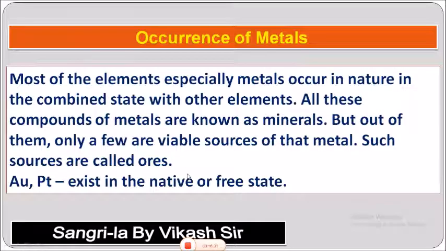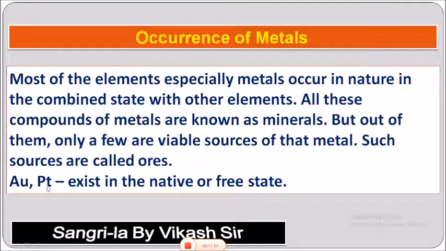Okay. Now occurrence of metals. Most elements, especially metals, occur in nature in the combined state with other elements. All these compounds of metals are known as minerals, but out of them only a few are viable sources of that metal. Such sources are called ores. Dear student, a naturally occurring substance is known as a mineral, and those substances from which metals can be obtained, metals or different types of metallic oxides, are called ores. Okay, it means we can extract any metal from its particular ore.